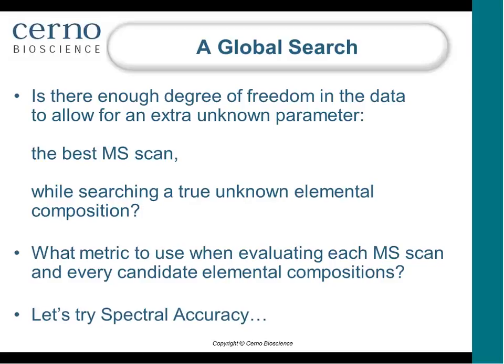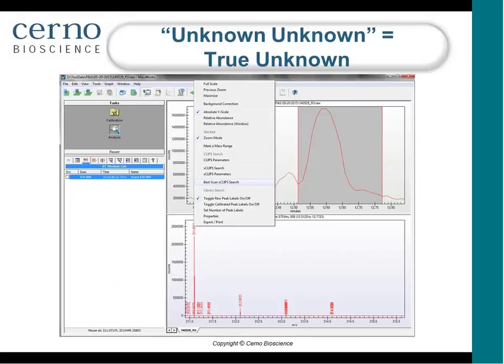Will this be possible? Well, being a startup, we went ahead and implemented in the latest version of the software, soon to be released, what we call the best scan S-clip search, where the user would mark up an RT window to look at, to compare various different scans, and to set up the global true unknown identification, considering all typical suspects, perhaps all suspects for organic compounds, and let the computer do a global search to tell us which scan to use and what the spectral accuracy would be when we use each and every different scan.